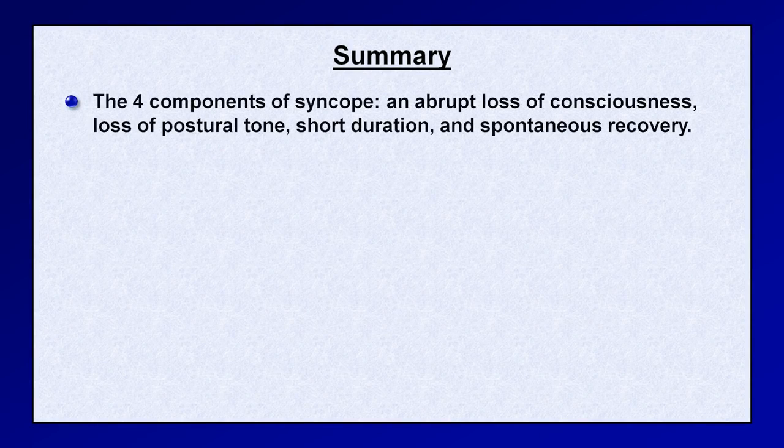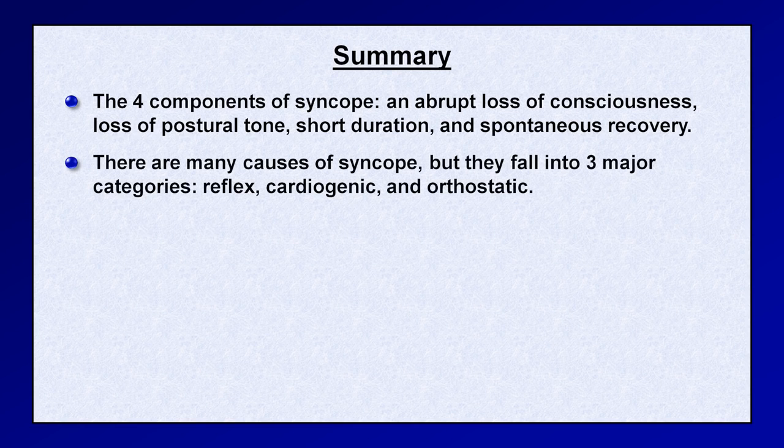That concludes this video on syncope. In summary, here are the 5 major takeaway points. The 4 components of syncope are an abrupt loss of consciousness, loss of postural tone, short duration, and spontaneous recovery. There are many causes of syncope, but they fall into 3 major categories: reflex, cardiogenic, and orthostatic.